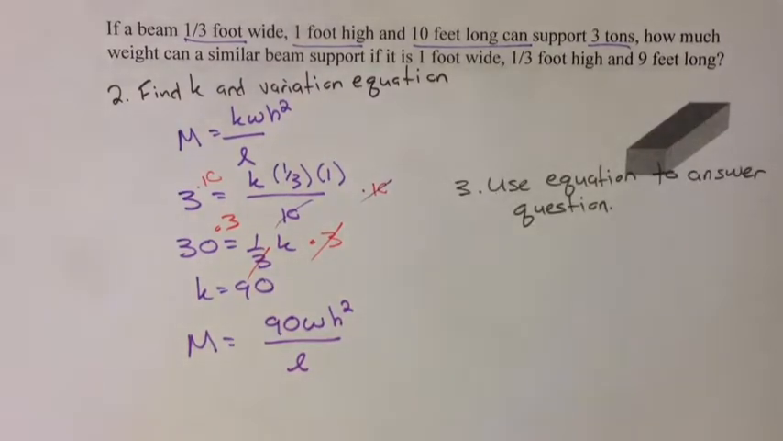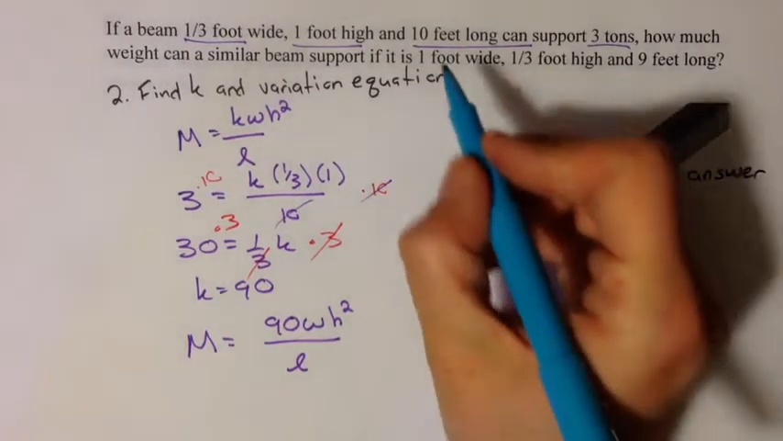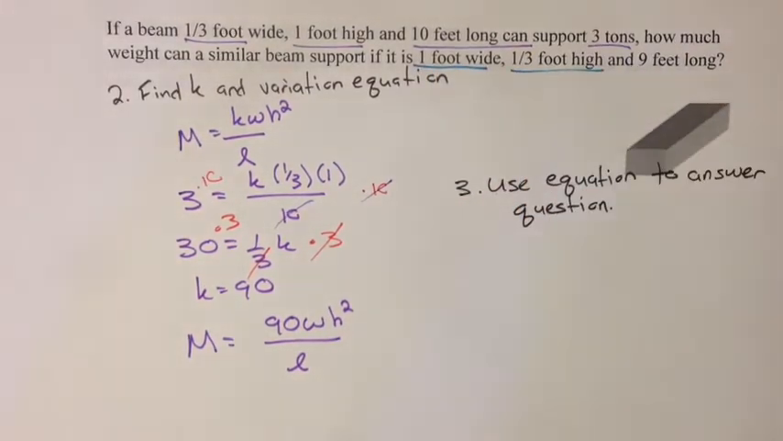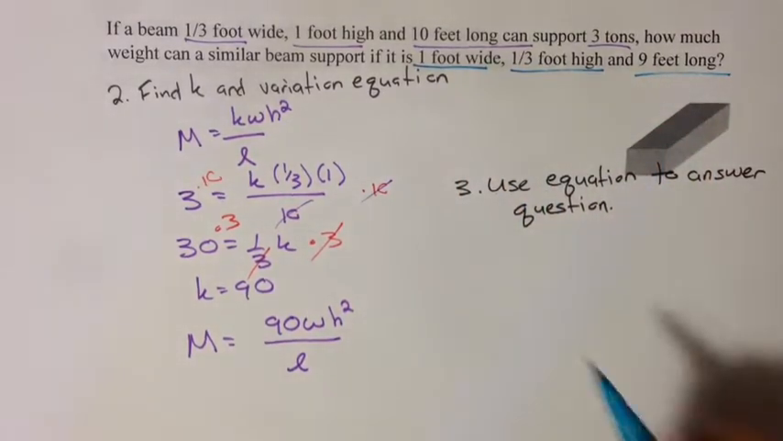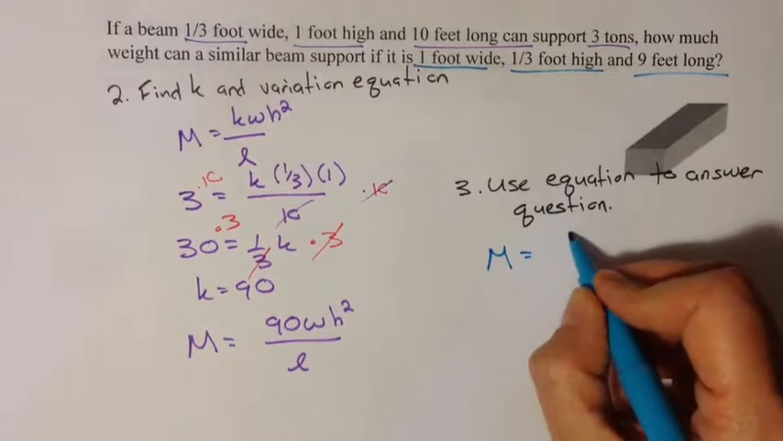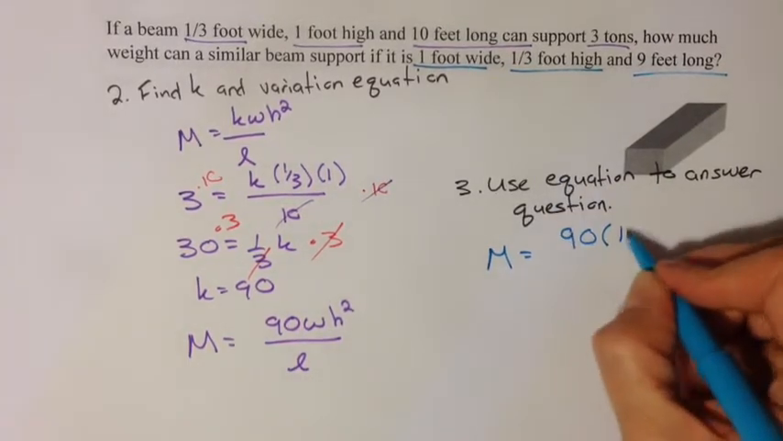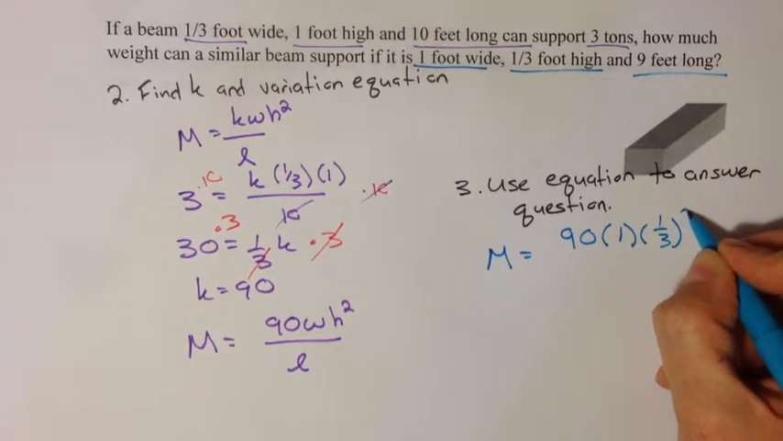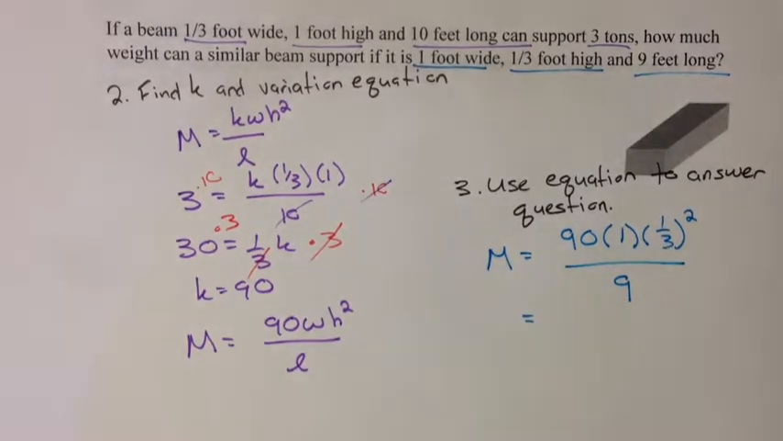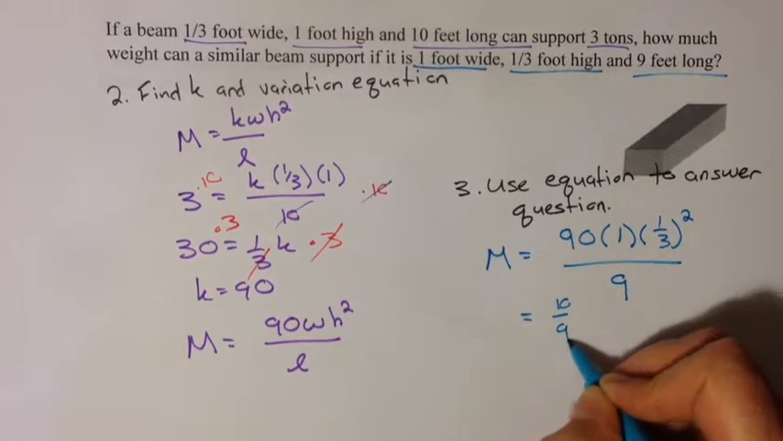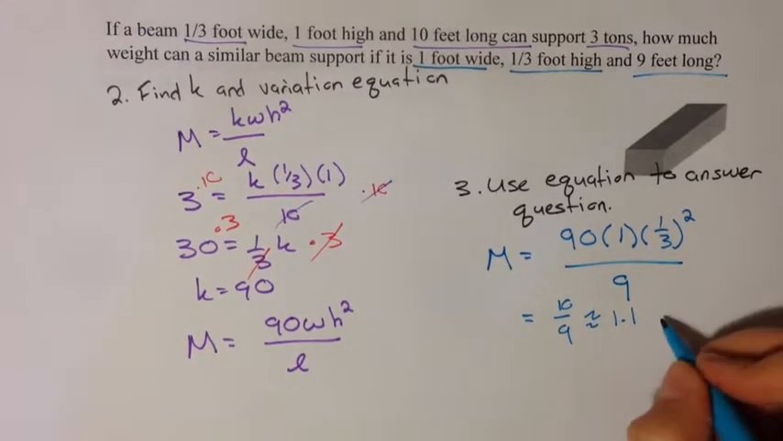There's my variation equation. Finally, our third step is to use the equation to answer a question. This one wants to know, how much weight can a similar beam support if it is 1 foot wide, 1/3 foot high, and 9 feet long? So we take these 3 numbers, plug them into our equation, and solve for the maximum load. So m is 90 times 1 foot of width, 1/3 squared for the height, and 9 feet long. Now we'll go ahead and just plug that into our calculator and come up with a nice number. This comes out to be 10/9, or a little bit more than 1 ton.